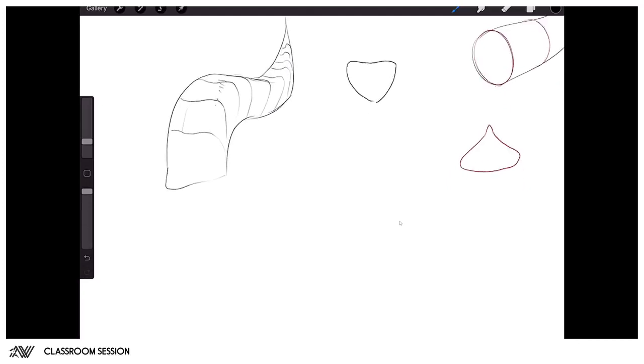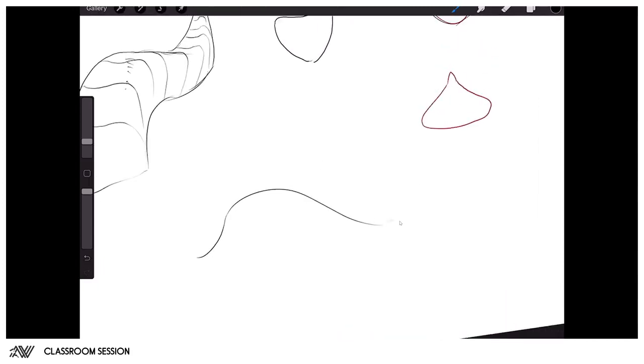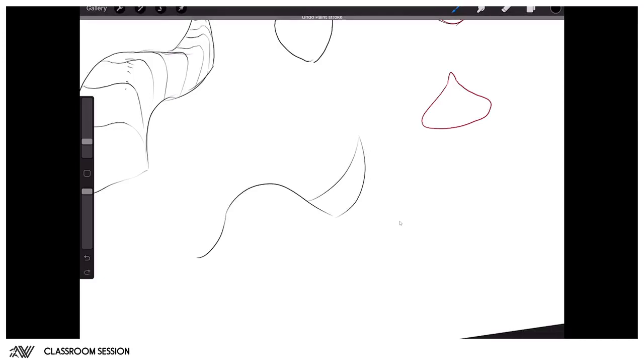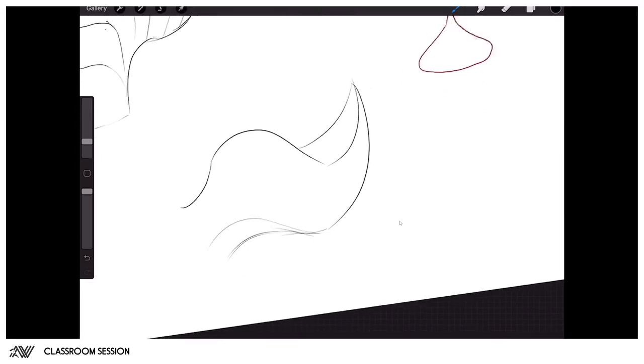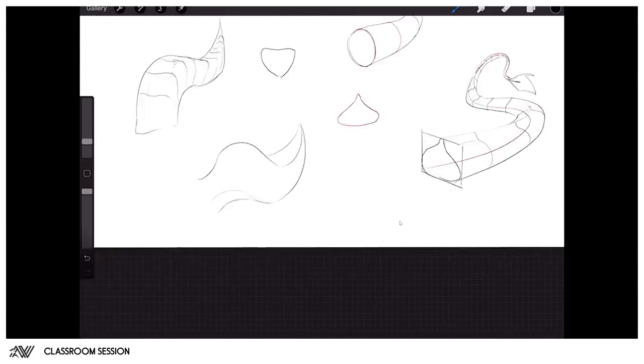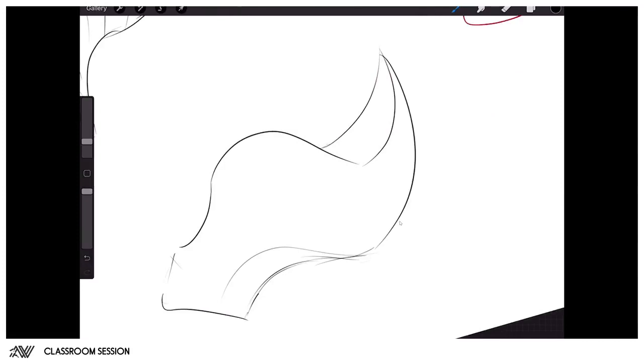Instead of it just being normal horns, you could maybe have horns that do something like this maybe. And that looks a little bit more entertaining, right?